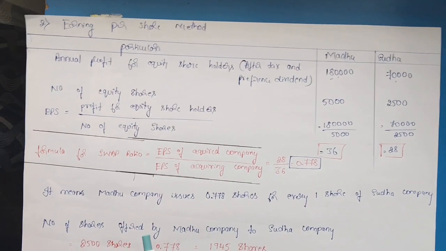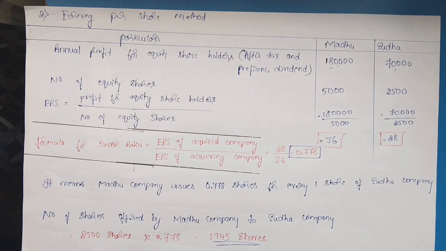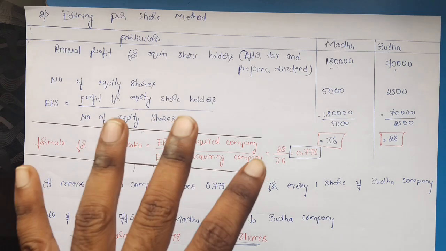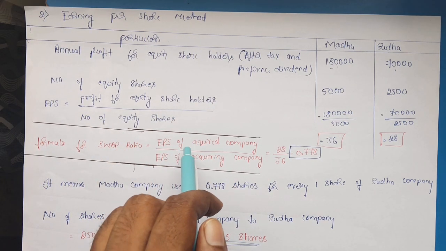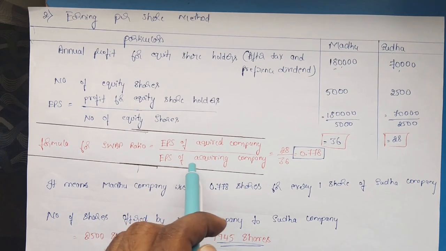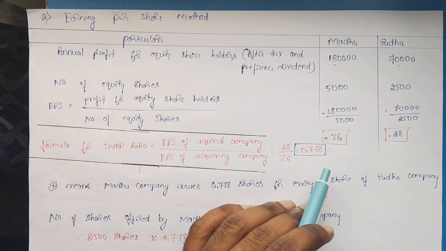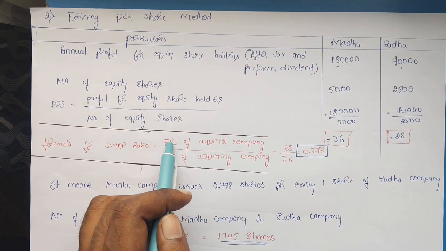Now let's come to the second problem. The second problem is about the earning per share method. We already discussed this problem in the previous video. The actual formula for calculating the swap ratio under the earning per share method is earning per share of the acquired company divided by earning per share of the acquiring company. How can we calculate the earning per share?